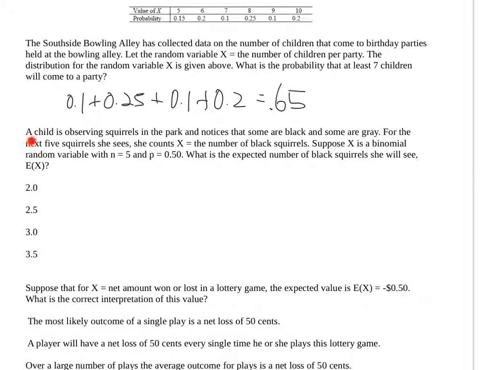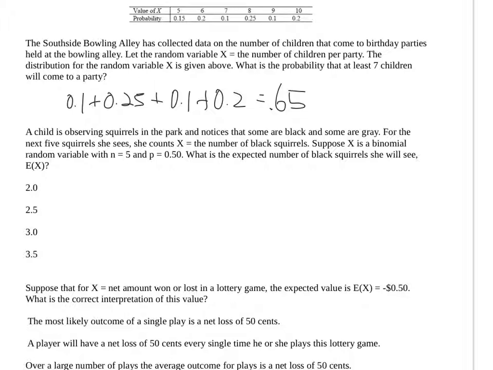Next one. A child is observing squirrels in the park and notices that some are black and some are gray. For the next 5 squirrels she sees, she counts x equals the number of black squirrels. Suppose x is a binomial random variable with n equals 5, p equals 0.5. What's the expected number of black squirrels she will see?